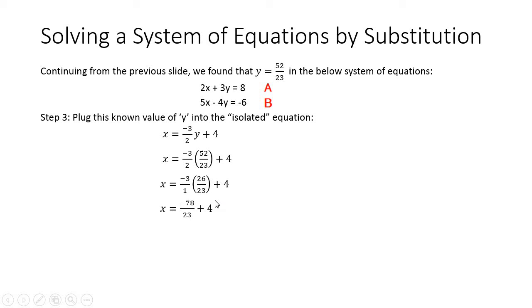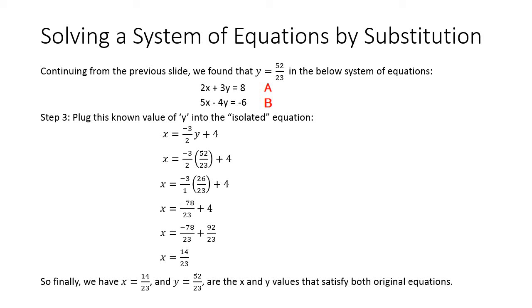And we want to combine those. How do we do that? We need a common denominator of 23 for our 4 value here. So that becomes 92 divided by 23, because we multiplied that 4 by 23 divided by 23. And now we have our common denominator, and we can add the numerators. So we get x equal to 14 divided by 23.